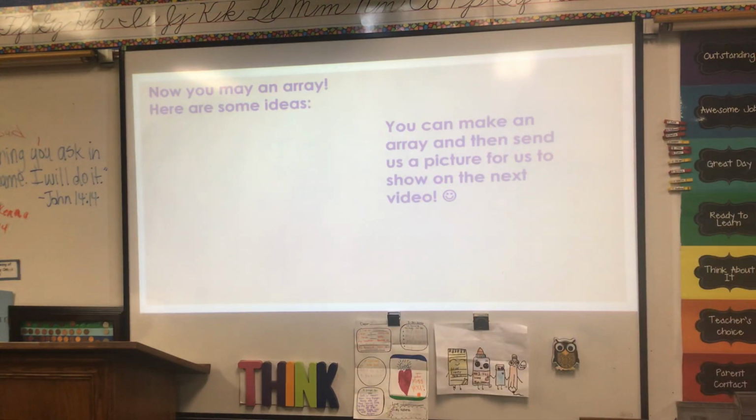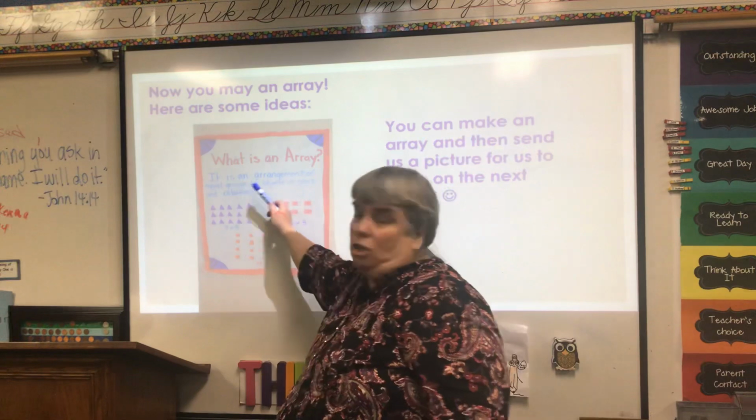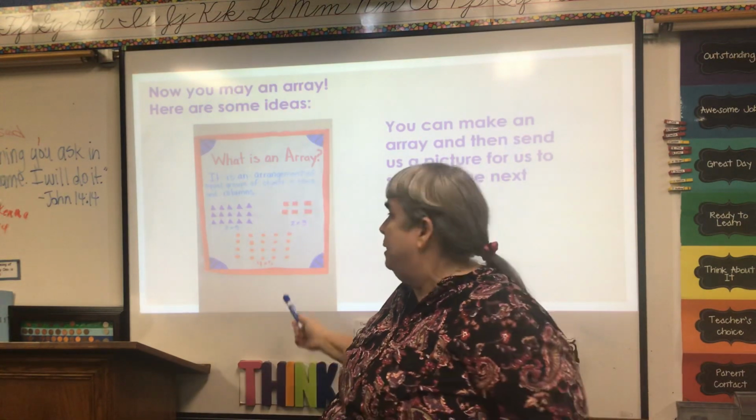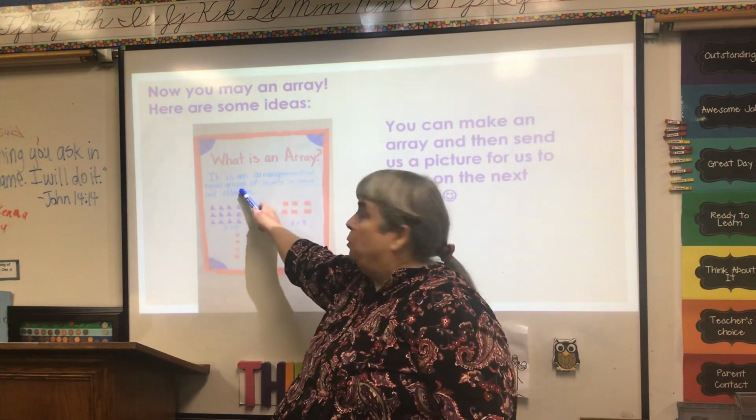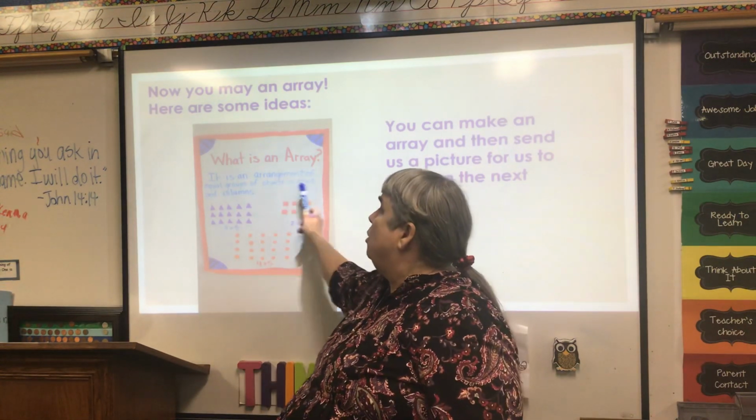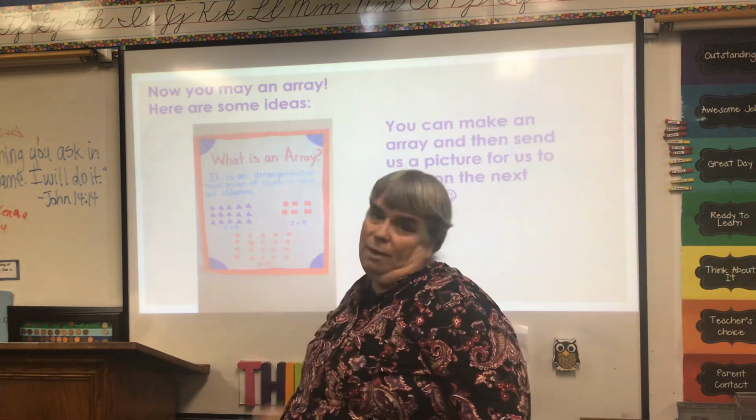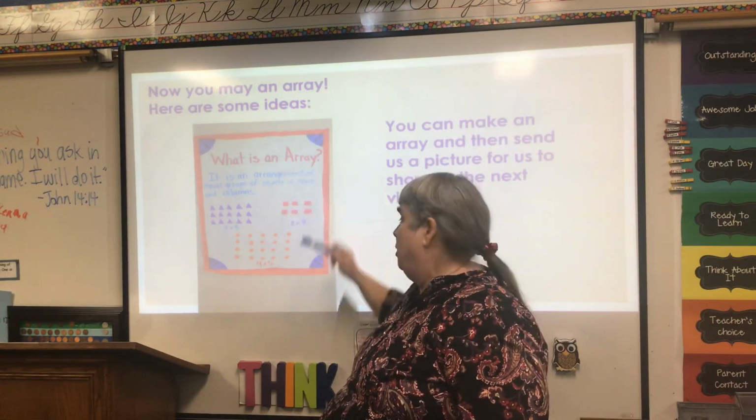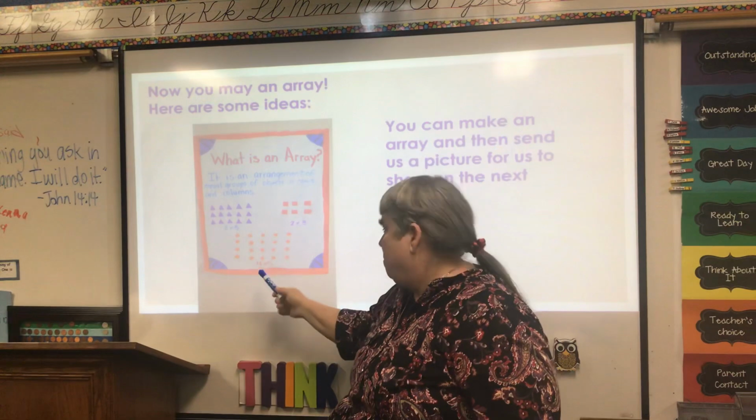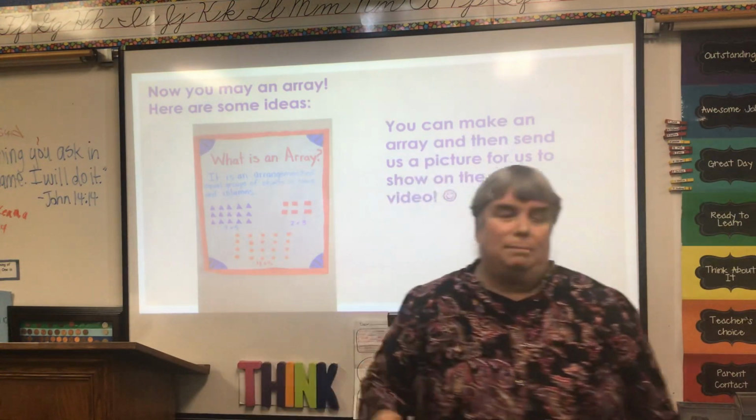So here are some ideas. This is an idea where it actually shows and reminds us what an array is. An array is an arrangement of equal groups of objects in rows and columns. So right here we have 3 rows with 5 in each row. Right here we have 2 rows with 3 in each row. And right here we have 4 rows with 5 in each row. That's an array.